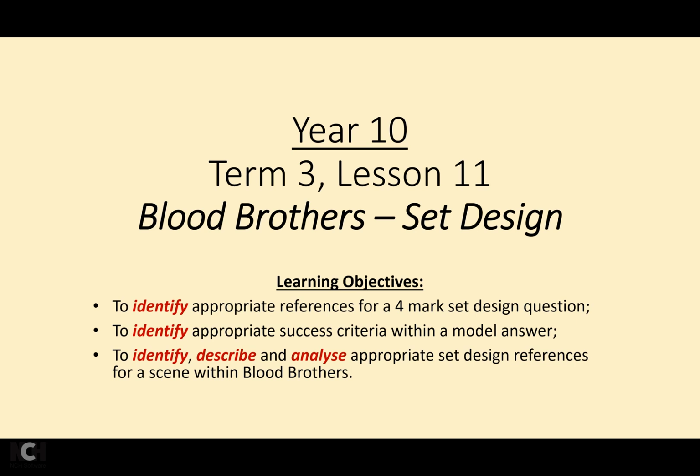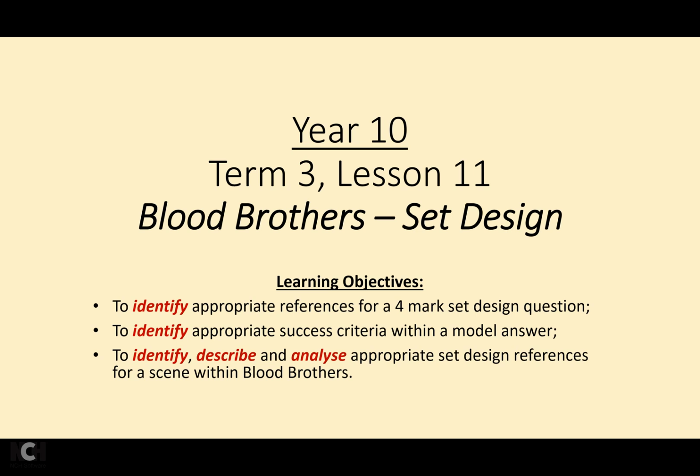At the beginning of the exam, you get a 4-mark question, and so far we've done our 4-mark questions on costumes. Now, it could be that the 4-mark question is about set as well. It's a design question that is worth 4 marks. So it's really important that we have that in our mind, and I'm going to talk through with you today how we might answer a 4-mark question but not the 20-mark question.